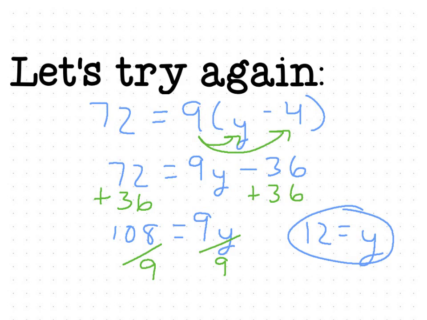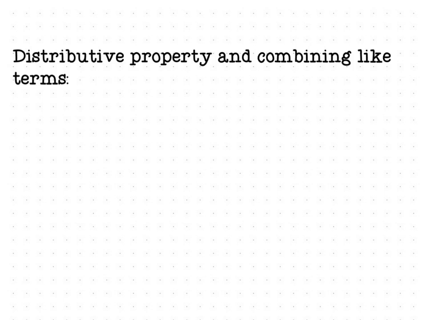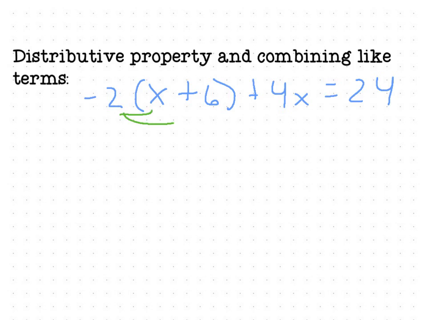Now you'll practice. Sometimes we'll have to combine like terms within an equation and do distributive property. So negative 2 times x plus 6 plus 4x equals 24. First, get rid of parentheses by using distributive property. So negative 2x minus 12 plus 4x equals 24.